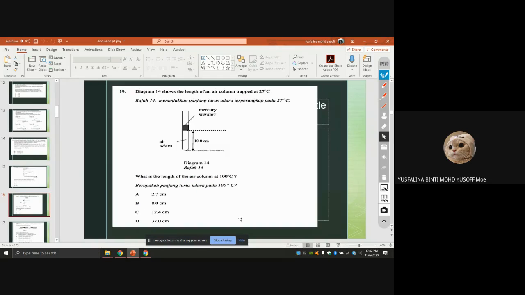Okay, number 19. Diagram 14 shows the length of the air column trapped at 27 degrees Celsius. What is the length of the air column at 100 degrees Celsius? This is actually a gas law, so we have to see what variables are given. This one is temperature, and this one is 10 cm, which represents the volume. So volume and temperature, this is Charles' law, V1 over T1 equals V2 over T2.